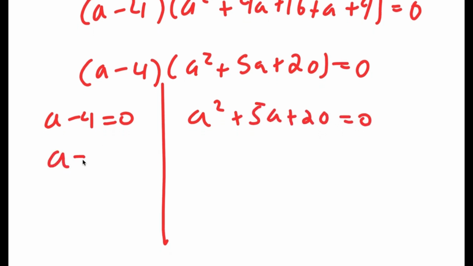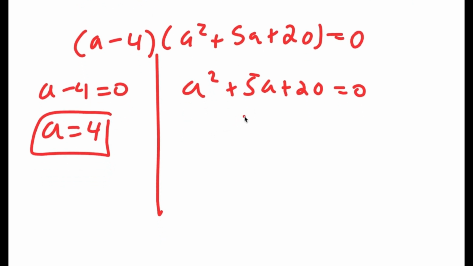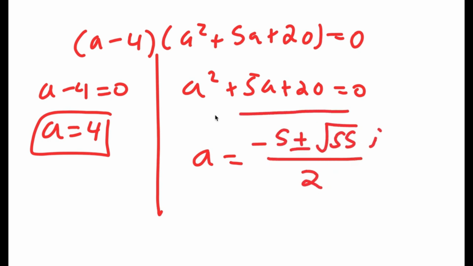So for a minus 4 equals 0, a is obviously equal to 4. And for a squared plus 5a plus 20 equals 0, I'm going to use the quadratic formula, but I'm actually not going to waste your guys' time by actually doing it. So if you do end up doing it, you get that a is equal to negative 5 plus or minus the square root of 55i over 2.